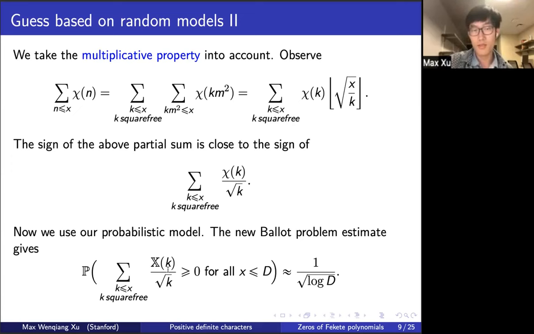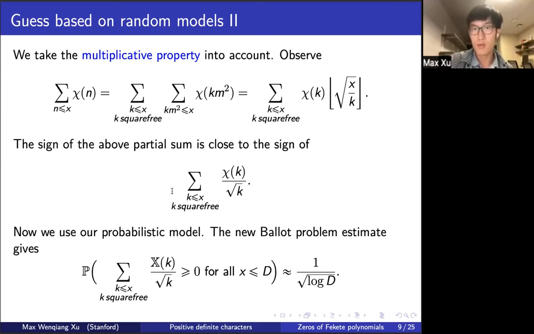Because basically the weight is one over square root k, and the variance is basically something like the sum of one over k, for k up to capital D. It grows like log D. So the sum of one over k is about log d. So this probability from the ballot problem actually roughly looks like one over square root log d.